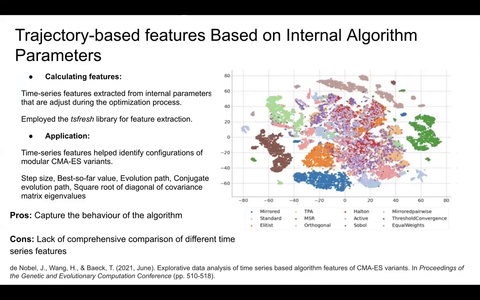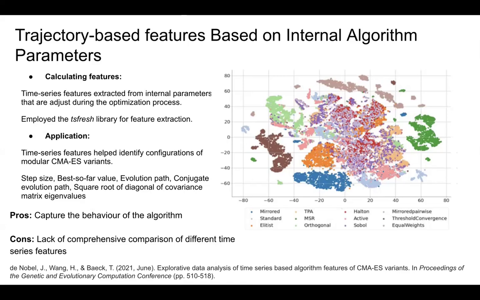We calculate them. So think about when you have modular CMA, you have an algorithm, and you are running the algorithm on the functions. The algorithm has internal parameters that are changing through the optimization process. And if you capture these changes of the parameters, you are actually storing longitudinal time series data, on top of which you can use time series data analysis and extract different time series features that can be used to represent your algorithm behavior.